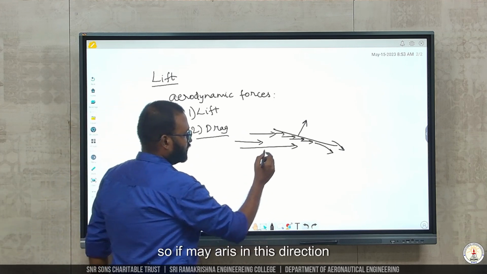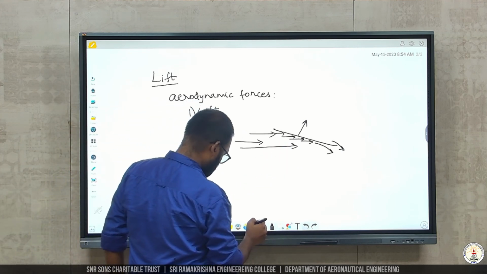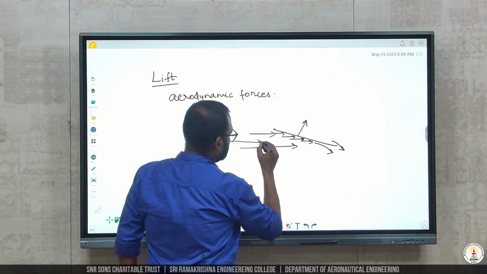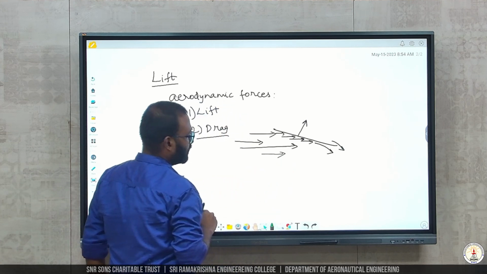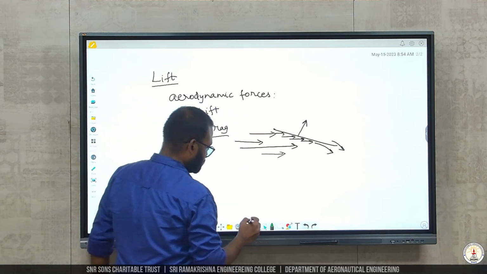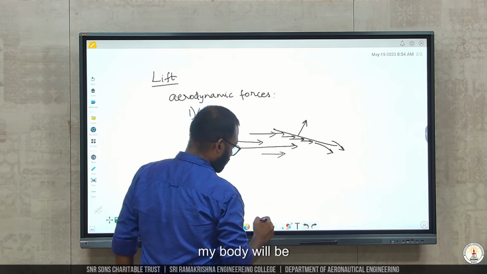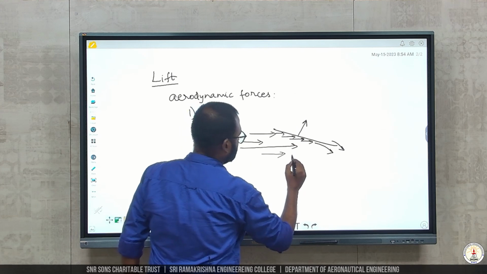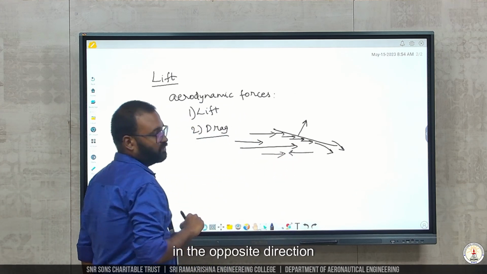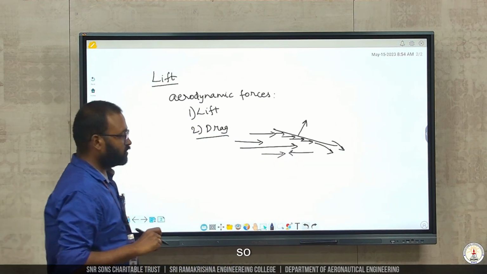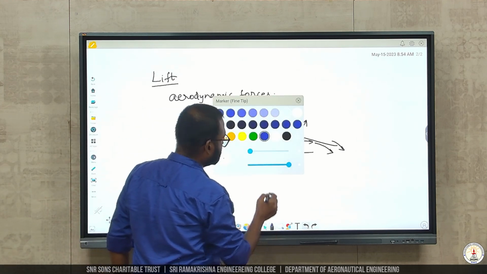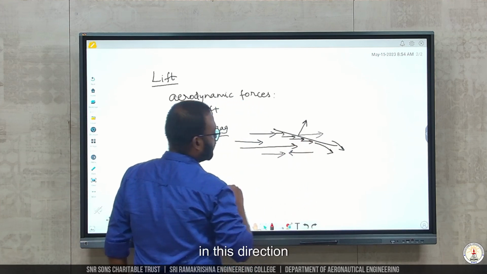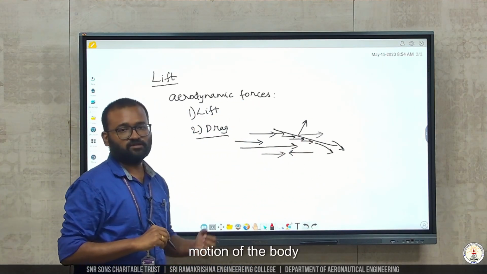Then, as I mentioned, drag is the force that always opposes the motion. So if my air is in this direction, so consider air is moving in this direction, my body will be moving in the opposite direction. So my drag force will be in this direction, opposing the motion of the body.